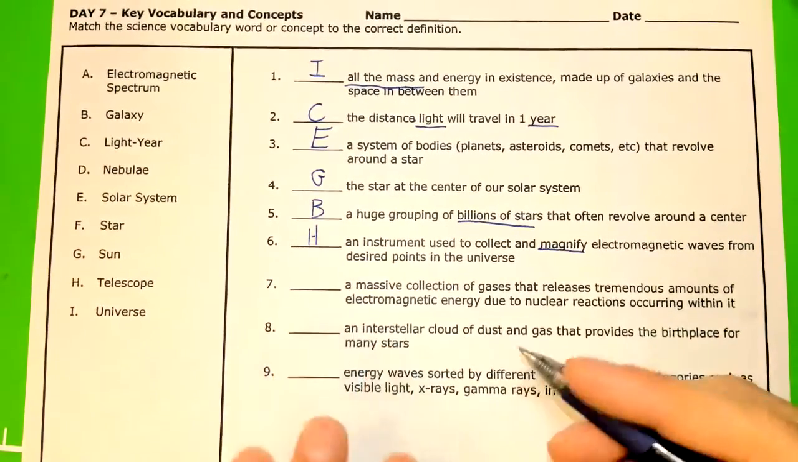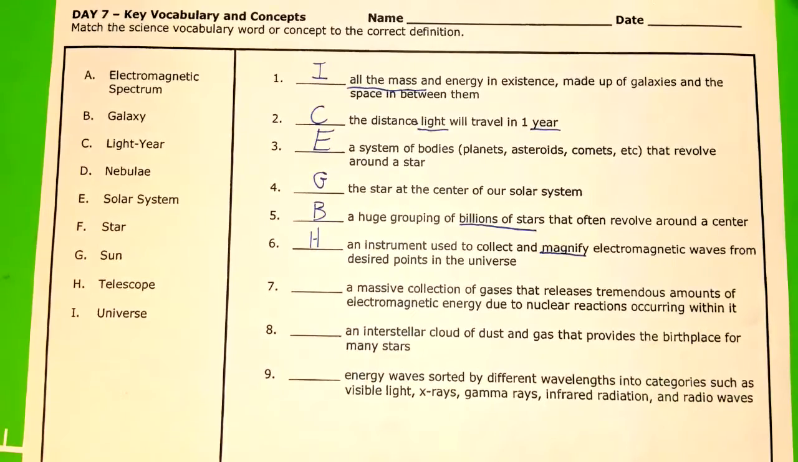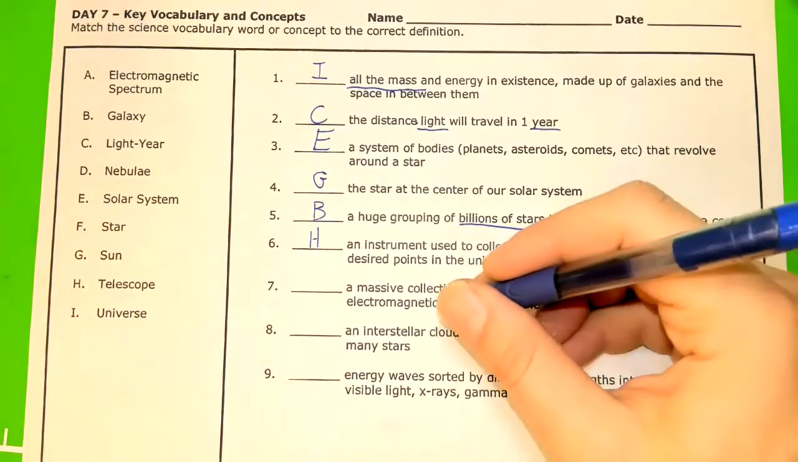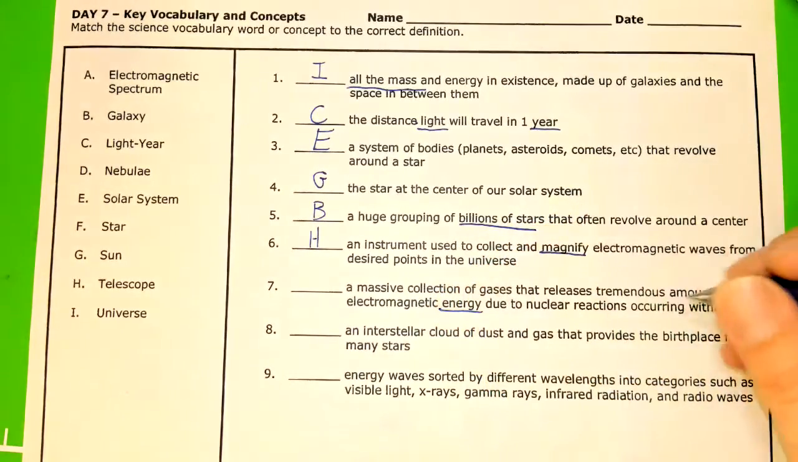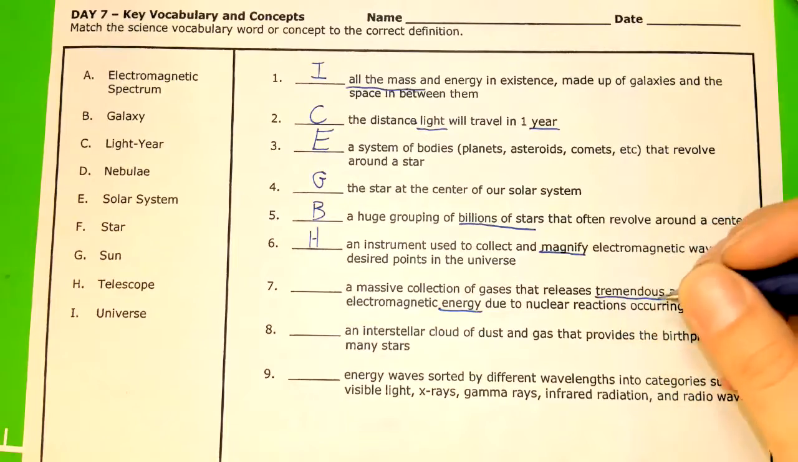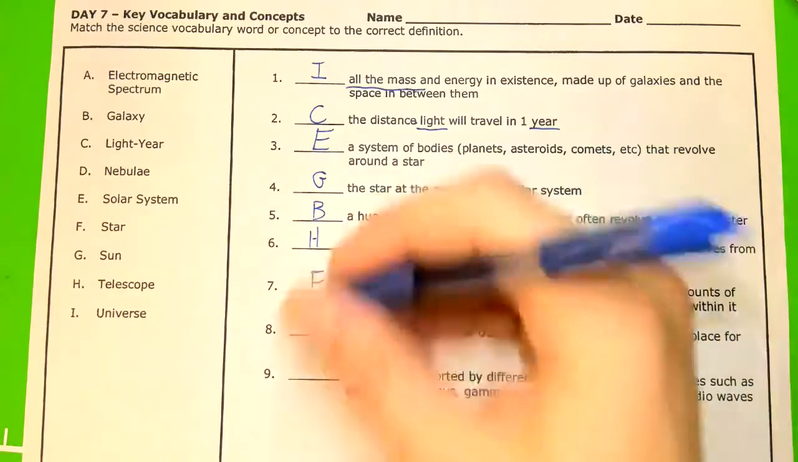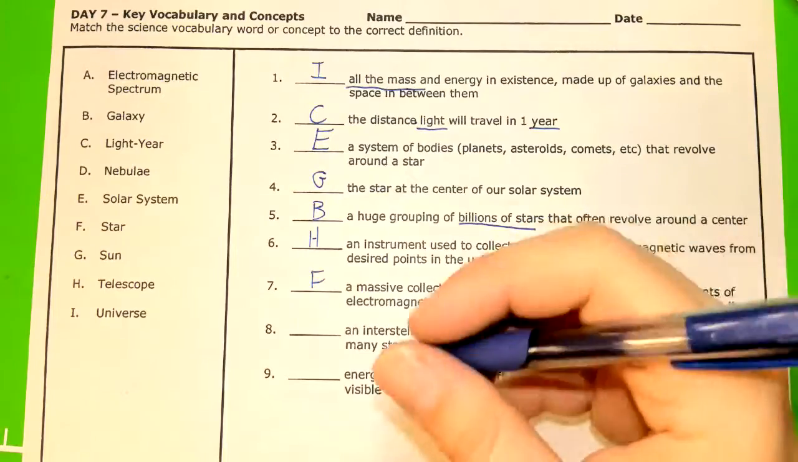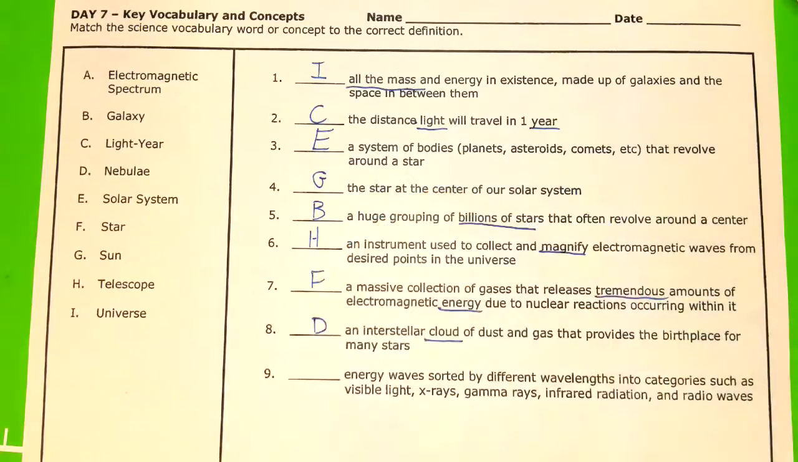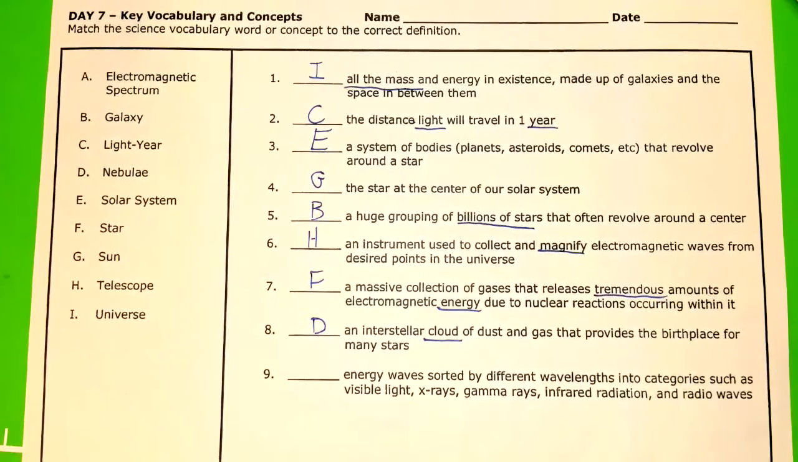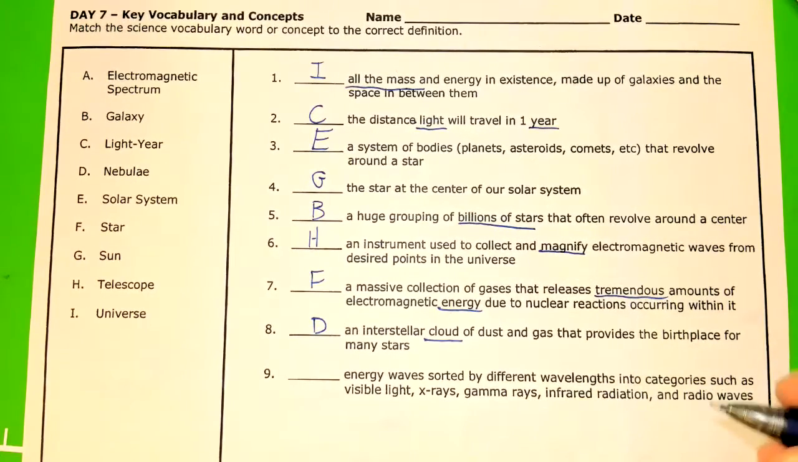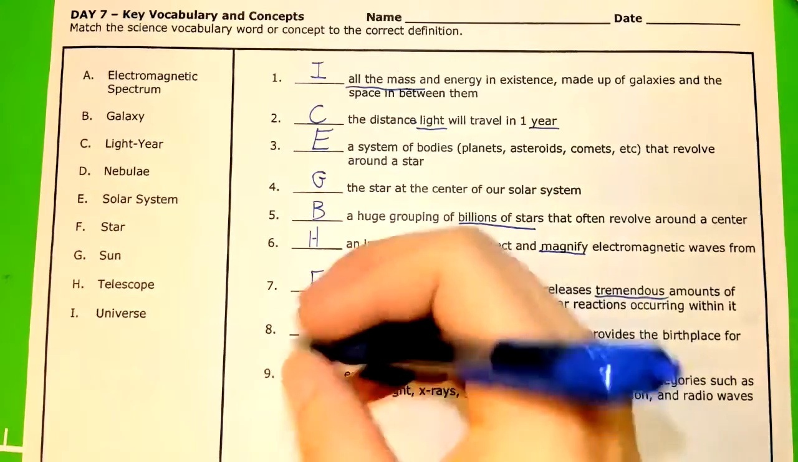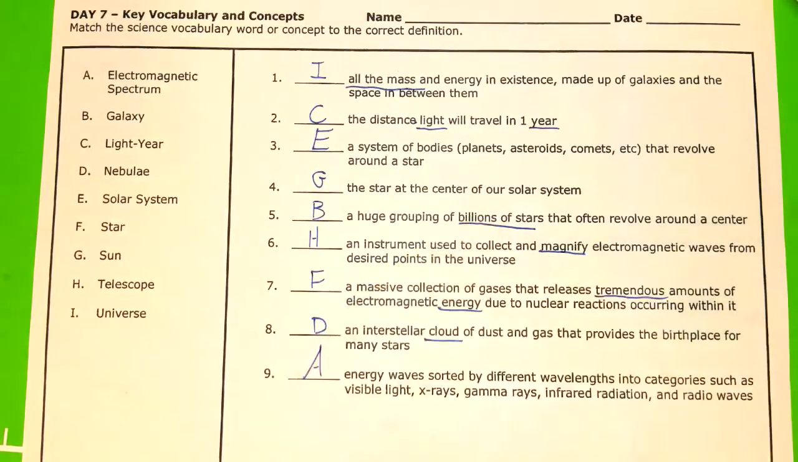A massive collection of gases that release a tremendous amount of energy. Energy is a key one now. Tremendous energy, that's going to be a star. An interstellar cloud, guys. If it's a cloud, it's going to be your nebula. It's just a collection of gas and dust. That's how stars are born. And then energy waves sorted by different wavelengths into categories such as visible rays, X-rays, gamma rays, infrared. This is known as our electromagnetic spectrum.